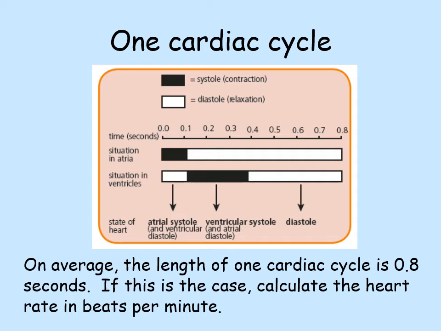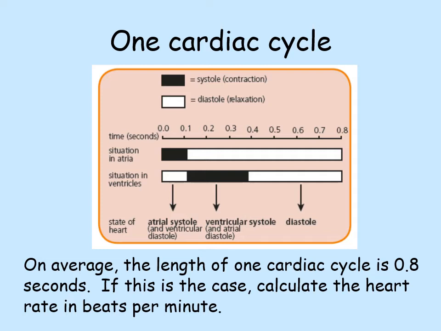and then that's followed by a period of time when they contract. So when they contract, they're squeezing the blood out, and then from 0.4 seconds to 0.8 seconds, the ventricles are relaxed, so filling back up with blood again. So on average, the length of one cardiac cycle is 0.8 seconds.